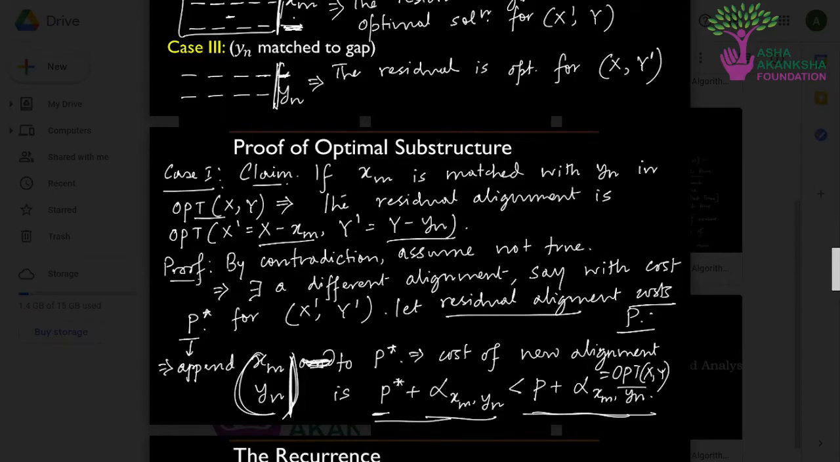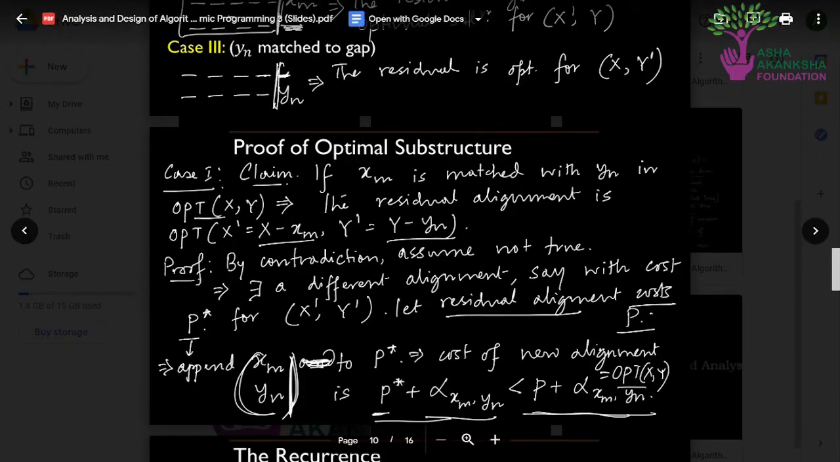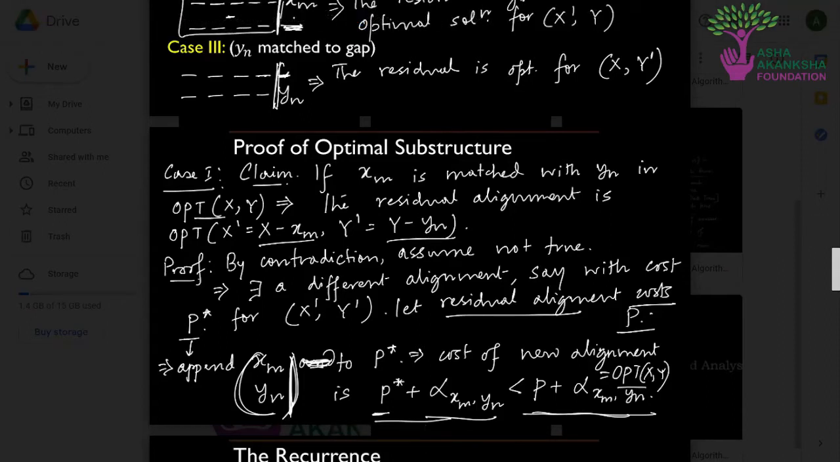Now we will prove this by contradiction. What are we contradicting? We are contradicting that this particular opt x cap comma y cap, which is the residual alignment, is the optimal one. By contradiction, suppose that this is not true. We are given a residual alignment opt x cap comma y cap with a cost capital P. This is not the optimal one, which means there should exist another alignment which is different from this alignment of x cap comma y cap, and it is an optimal one. That is, there exists a different alignment with cost p star.